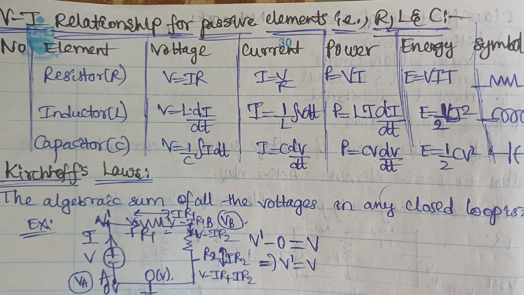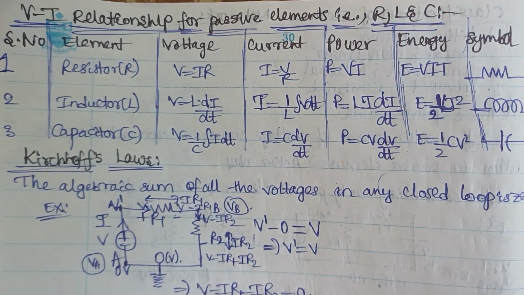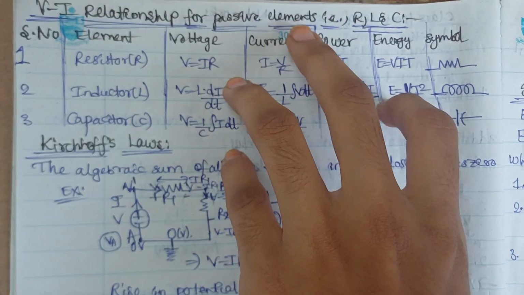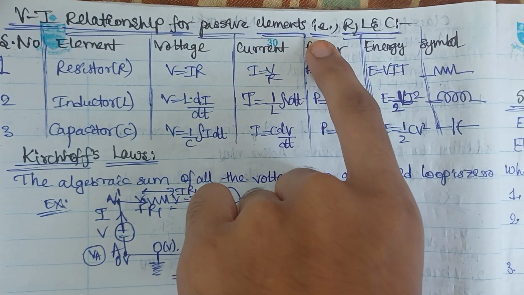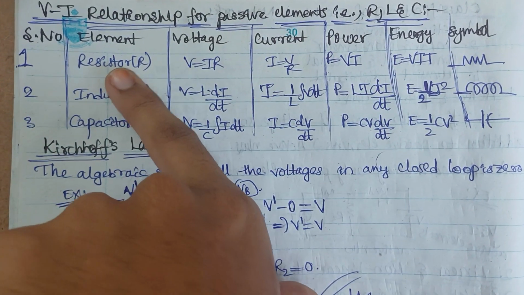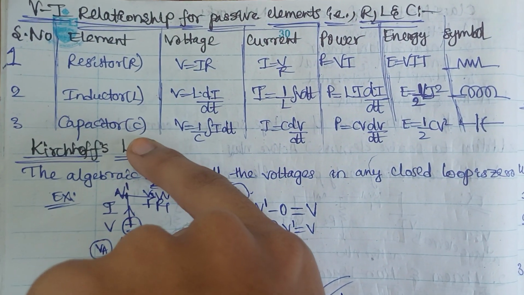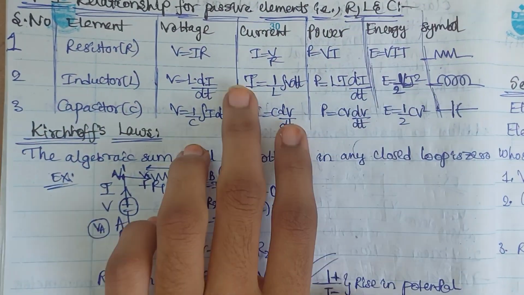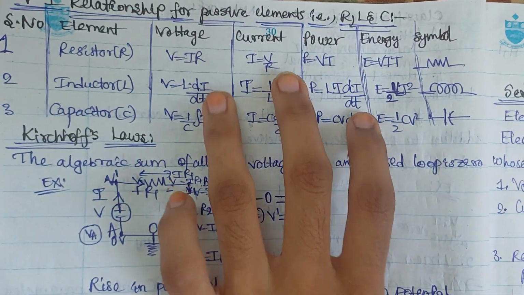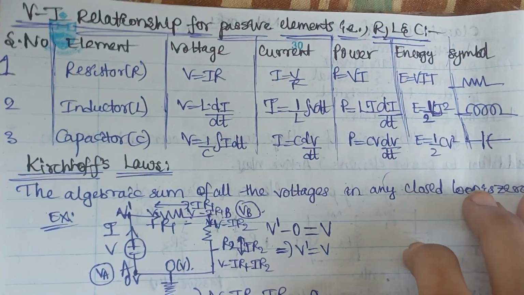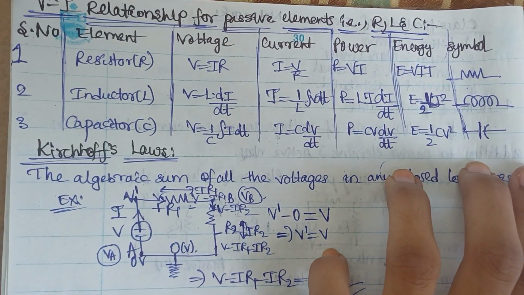According to our syllabus copy, we have completed the first subtopic, and the second one is the voltage current relationship for passive elements like R, L and C. We know that a resistor is represented by R, an inductor by L and a capacitor by C. Hope you have previously learned all these formulas. Just go through this table, and if you have any doubts, you can ask me in the comment section.